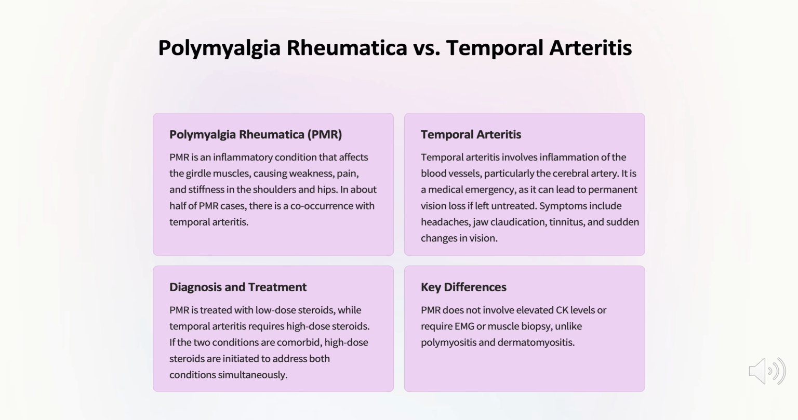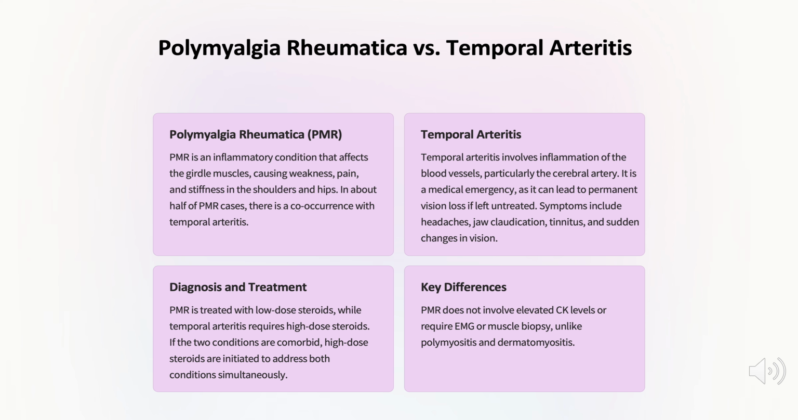Polymyalgia rheumatica, PMR, and temporal arteritis are distinct yet often interconnected conditions. PMR primarily affects the girdle muscles, resulting in weakness, pain, and stiffness in the shoulders and hips. Interestingly, about half of PMR cases coincide with temporal arteritis. Temporal arteritis, on the other hand, entails inflammation of the blood vessels, particularly the cerebral artery. It's crucial to note that temporal arteritis constitutes a medical emergency due to its potential to cause permanent vision loss if left untreated. Symptoms may include headaches, jaw claudication, tinnitus, and abrupt changes in vision.